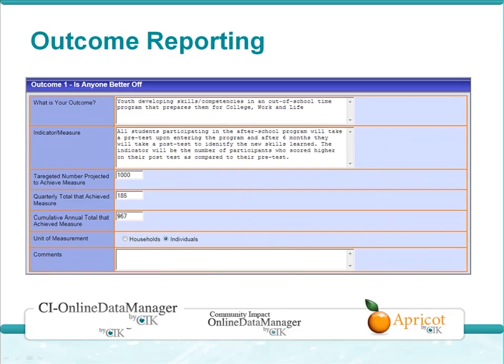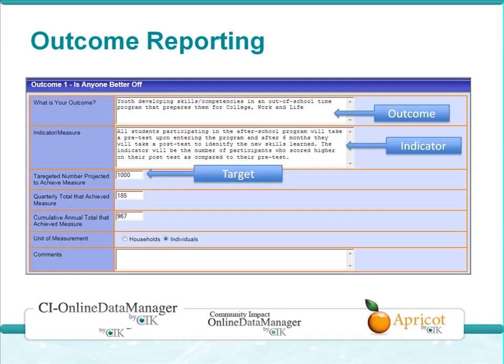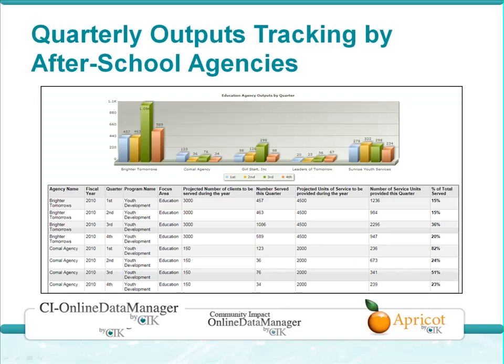At the outcome level, youth developing skills and competencies in an out-of-school time program that prepared them for college, work, and life, the indicator or measure, again as I highlighted, was the pre- and post-test. So this agency said, of the 3,000 kids that we're serving, our target is for 1,000 to do better on their post-test during one of the quarters. And this quarter, 185 youth did better on the post-test, for a total for the year of 967 that did better.